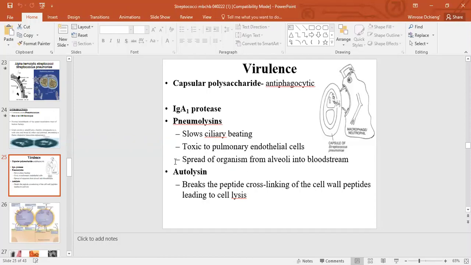We also have autolysin. The autolysins break the peptide cross-links of the cell wall, which leads to cell lysis. Remember, for exotoxins to be released, and also for some bacteria that produce endotoxins, most of the time the bacteria have to be lysed, and they are then able to cause further infection, further damage of the tissues.